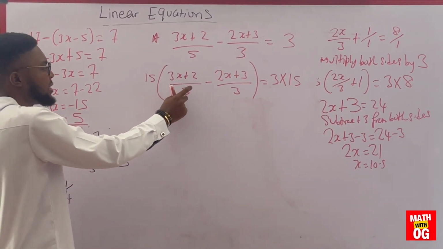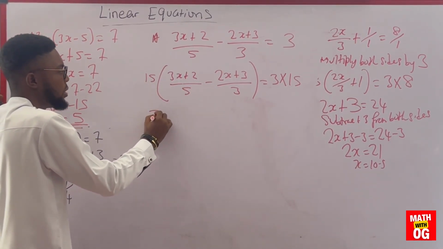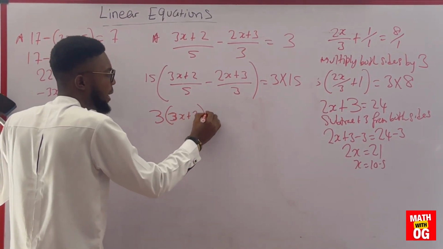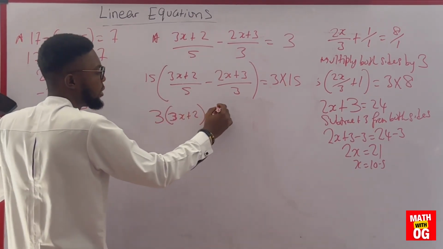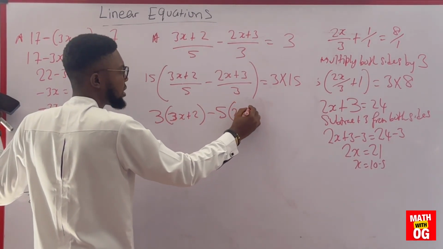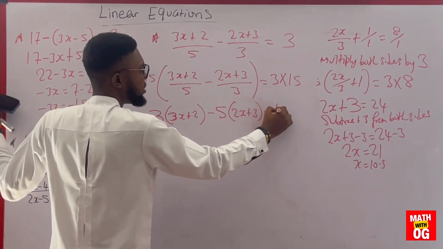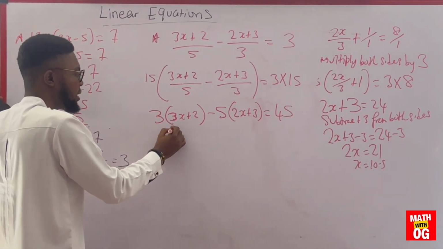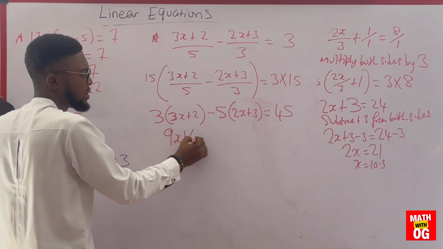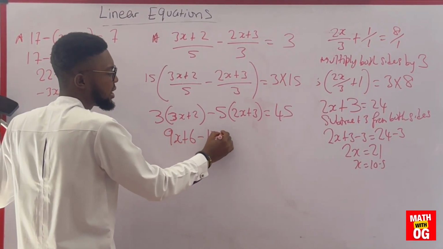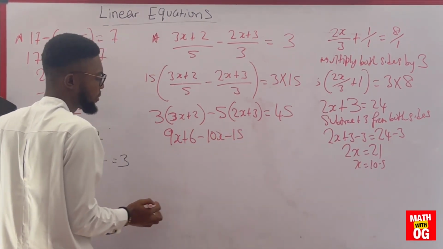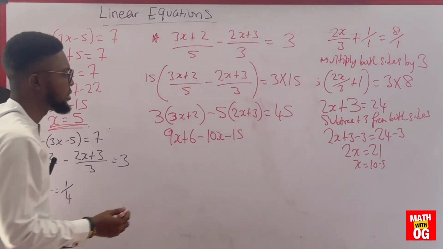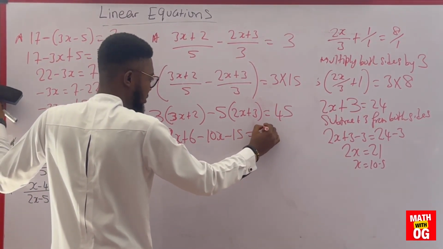Now 15 will multiply this. 5 into 15 is 3, so you'll be left with 3 into (3x + 2), minus 5 into 15 is 5, that's 5 into (2x + 3). 15 times 3 is 45. Now if I open this bracket, this will give me 9x + 6 − 10x − 15 = 45.